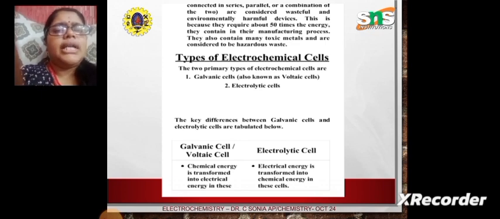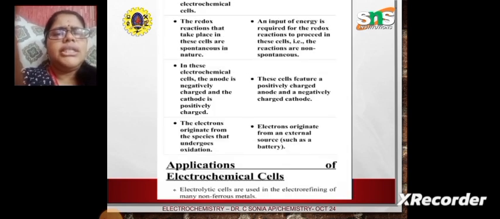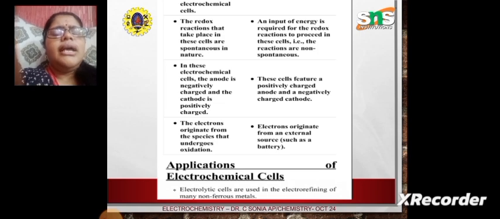There are different types of electrochemical cells. One is the primary types of electrochemical cells: galvanic, also known as voltaic, and electrolytic. The key differences between the galvanic and the electrolytic are tabulated. In a galvanic or voltaic cell, chemical energy is transformed into electrical energy, and in electrolytic cells, electrical energy is transformed into chemical energy.